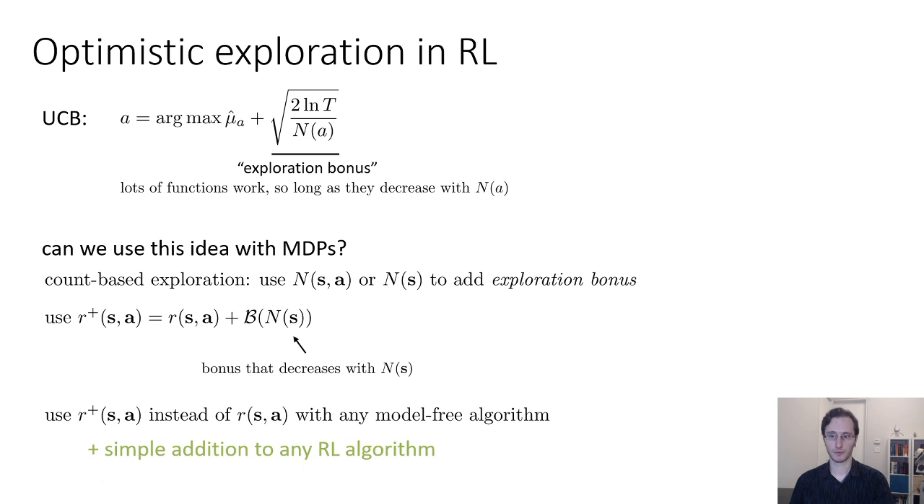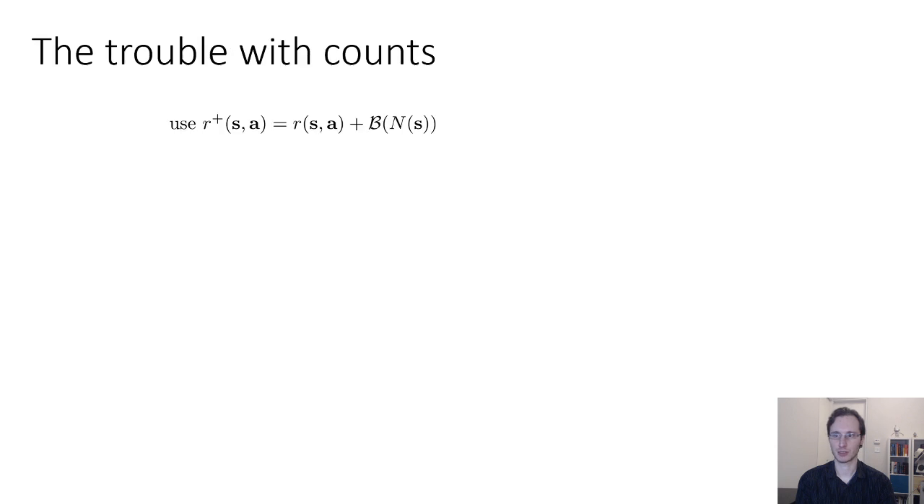It's very modular. But you do need to tune a weight on this bonus because, if you do 1 million divided by N(s), that'll work very differently than if you do 0.001 divided by N(s). So you need to decide how important the bonus is relative to the reward. And of course, you need to figure out how to actually do the counting. So let's talk about that second problem.